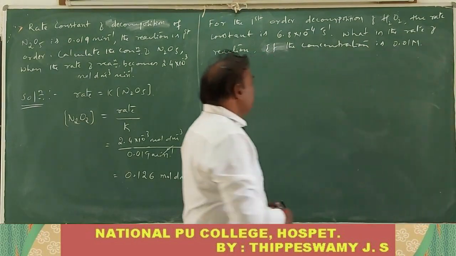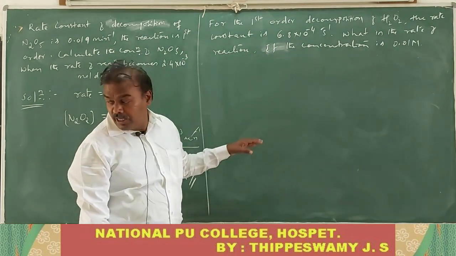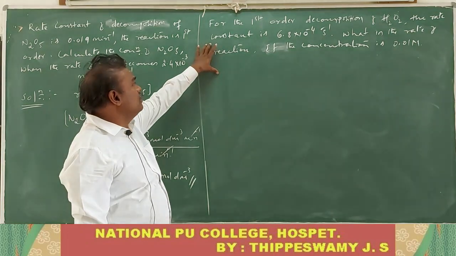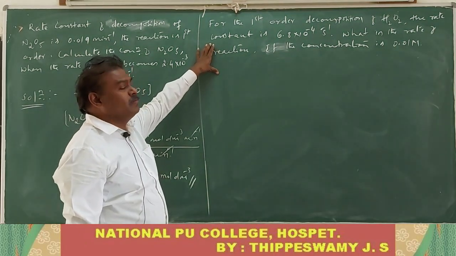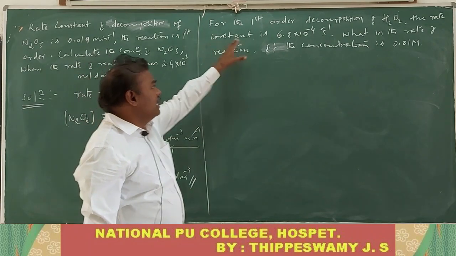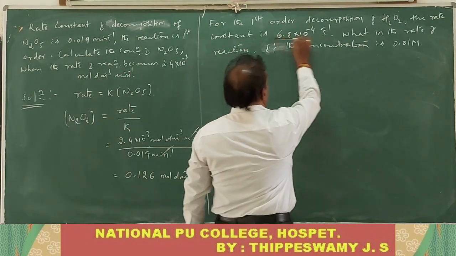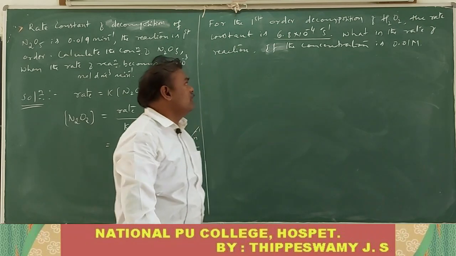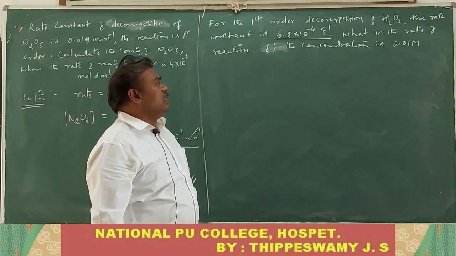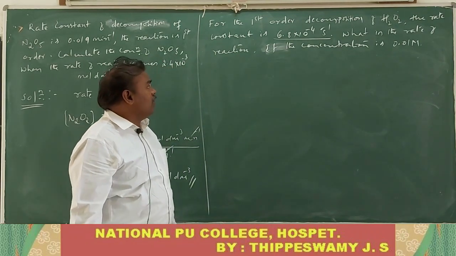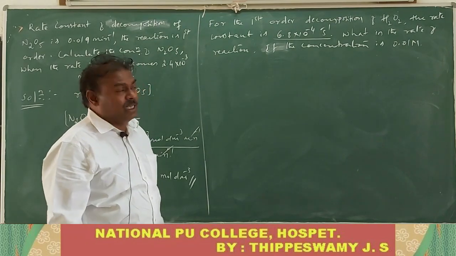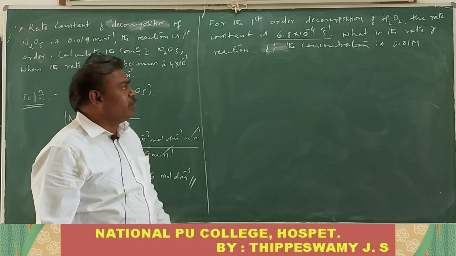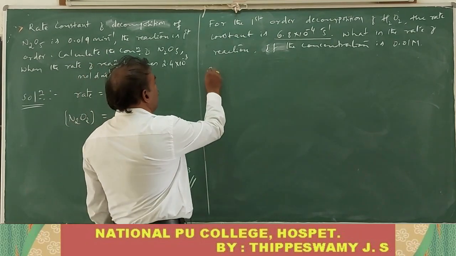Okay, this is one more numerical regarding the rate of the reaction. For the first order decomposition of H2O2, that is hydrogen peroxide, the rate constant is given as 6.8 × 10^-4 per second. What is the rate of reaction if the concentration of the reactant is 0.01 M? Now we can just solve this one here.